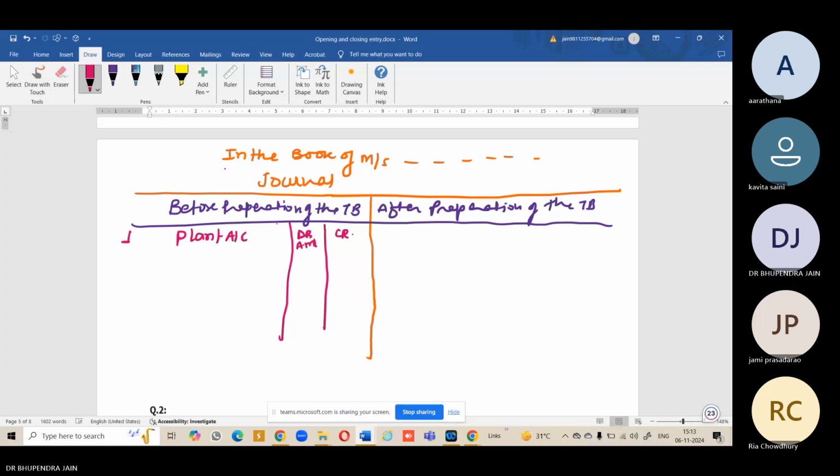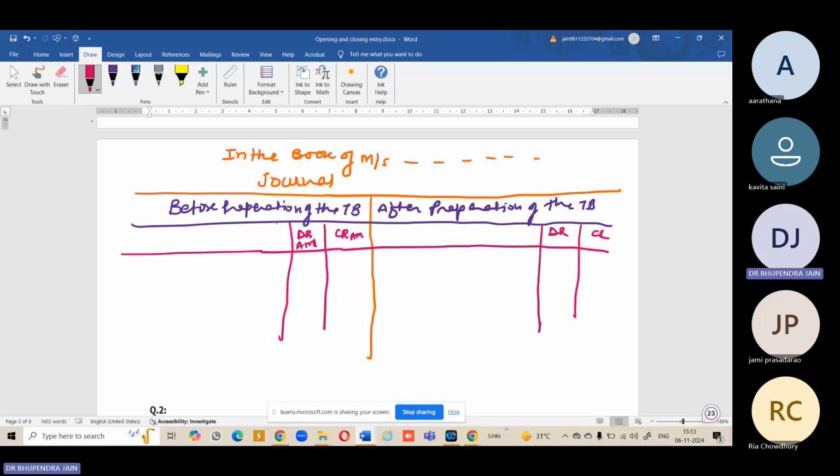Debit amount, credit amount. Debit amount and credit amount. I am just writing down here the correct entry because we have already passed this type of entry. Plant account debit to purchase.